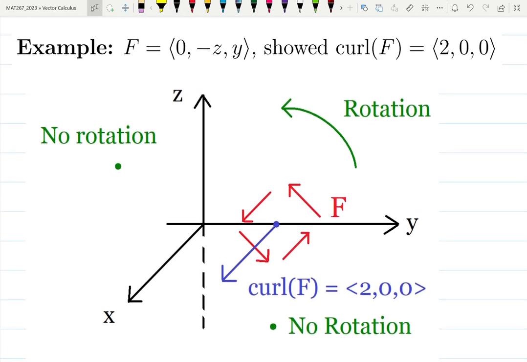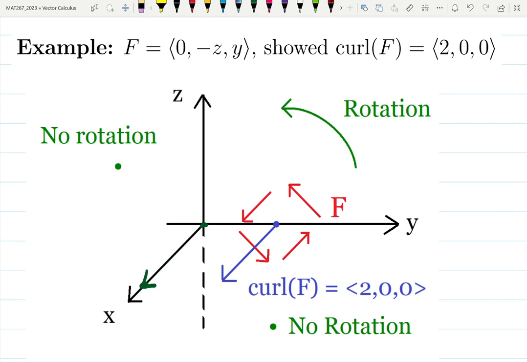Don't copy the picture. I will show you how to copy. It's a little bit complicated. So curl is 2, 0, 0. So you first plot the point. It's a vector, right? So we know how to plot 2, 0, 0. So it's a 2 on the x-axis and then 0, 0. And then you connect. Here it is.